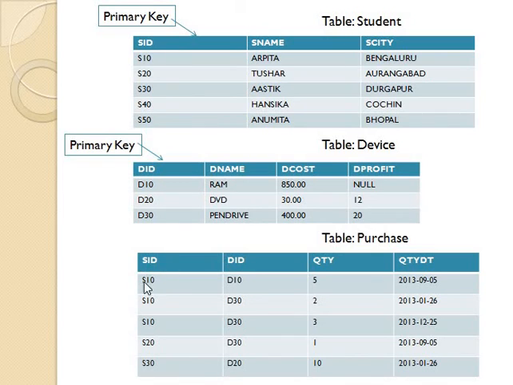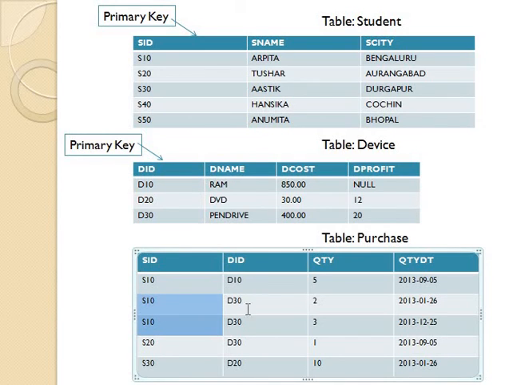As a result, the first SID value having the entry S10 and which is associated with the device ID as D10, which is RAM, should be discarded. Now we are left with only these two values of SID, that is S10 associated with the device ID as D30. And since the device associated with the device ID D30 is PENDRIVE, so the same student Arpita is purchasing only the device PENDRIVE, and she is purchasing the device PENDRIVE bearing the device ID as D30 on the date 26/1/2013 and again on the date 25/12/2013.